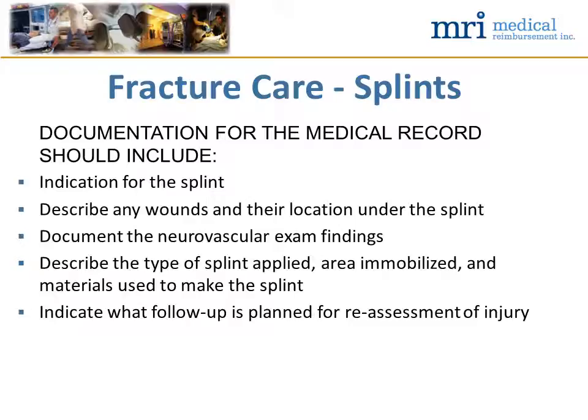The documentation that should be included in the medical record when billing for a splint should be the following. We will always need to know the indication for the splint. The physician would need to describe any wounds and their location under the splint. Document the neurovascular exam findings, describe the type of splint applied, the area immobilized, and the materials used to make the splint, and the physician should always indicate what follow-up is needed.